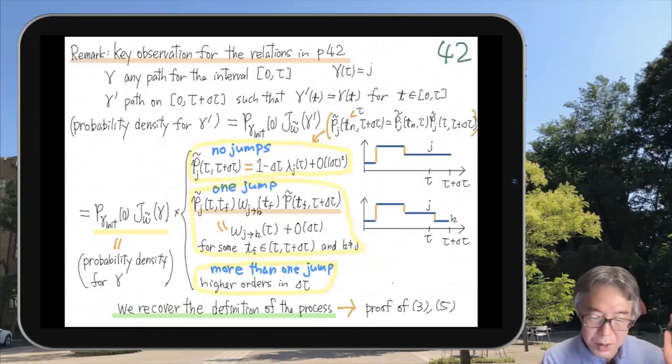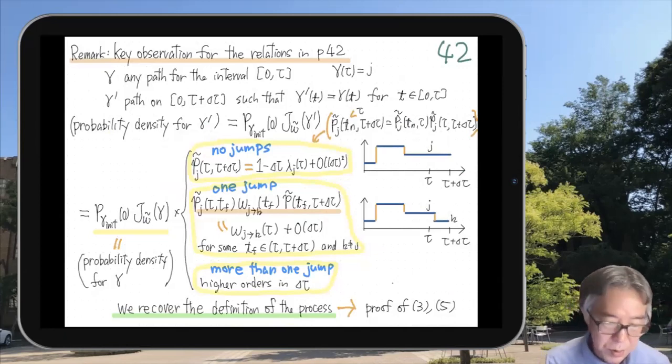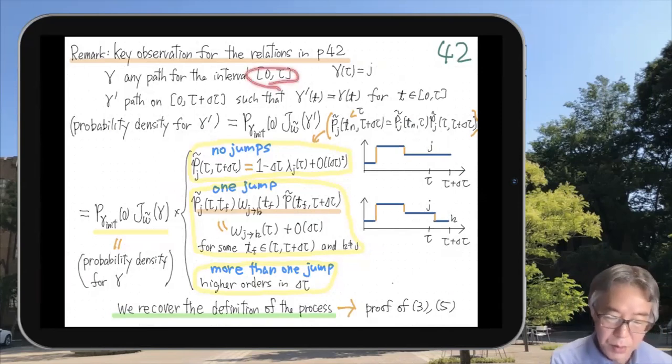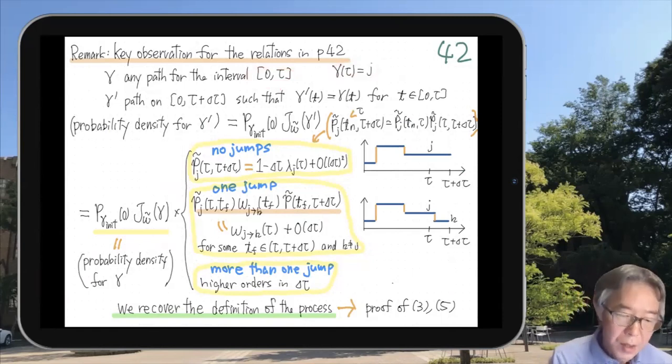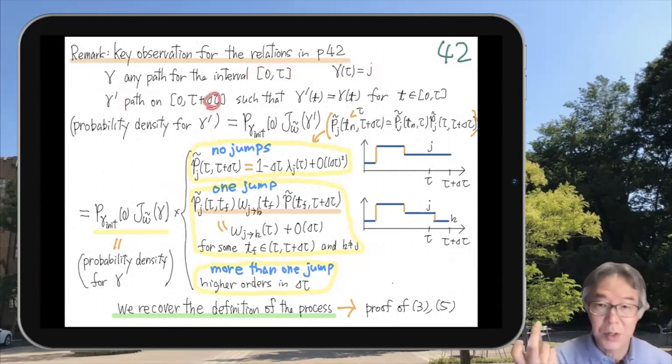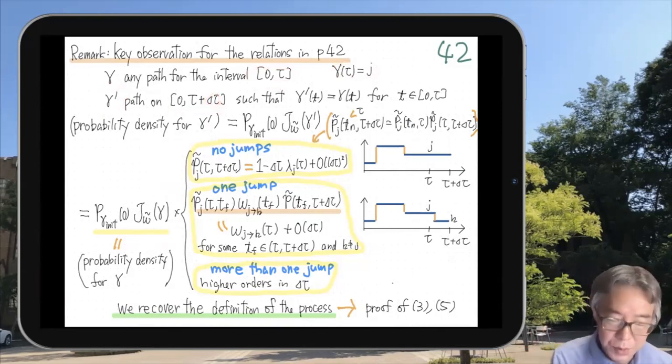So here's the strategy of getting the master equation out of the path description. Okay, and first of all, let gamma be any path for the time interval from 0 to tau. And I denote the final state as j. And then I consider a path gamma prime, which is a path on this larger time interval. Here delta tau is a small positive quantity.